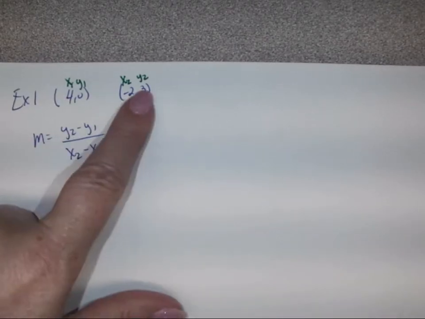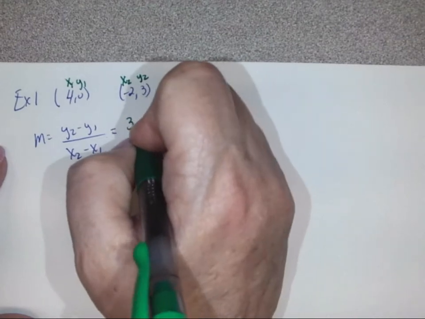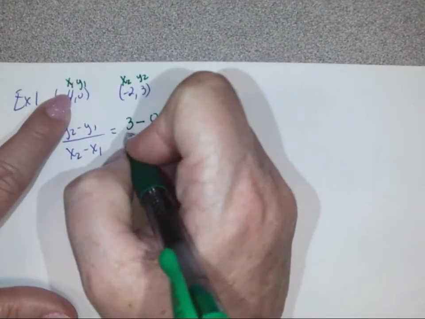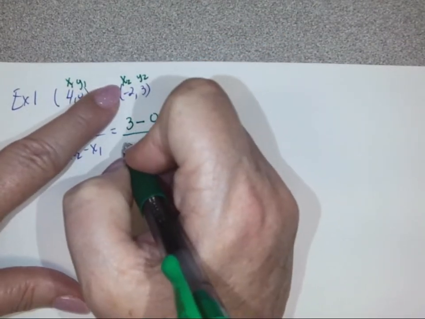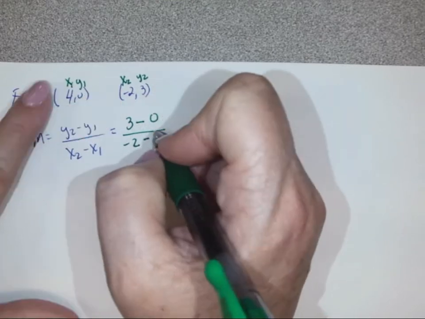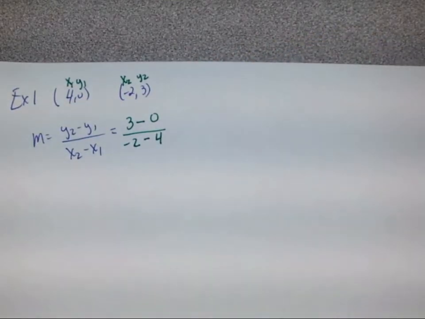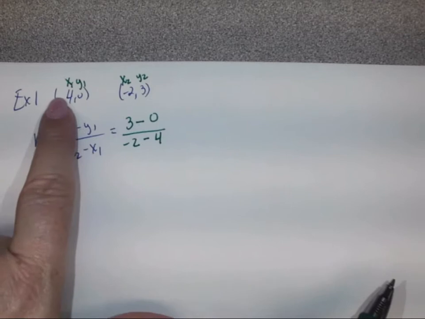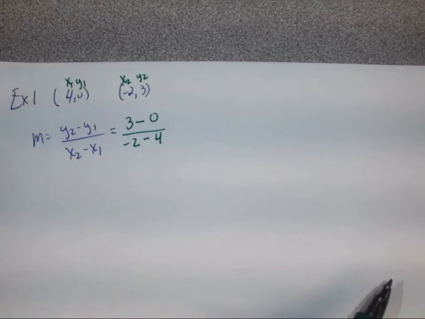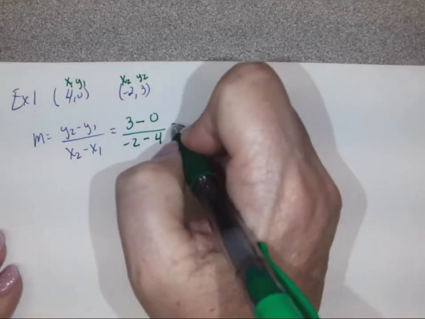So y sub 2 is going to be 3 minus y sub 1 of 0 over x sub 2 of -2 minus x sub 1 of 4. You'll get the same answer no matter which one you put as the first point or the second point. Just make sure you always go the same direction. Don't do the opposite on one, like go one way and then go the other way for the x and the y, or you'll get the opposite sign.